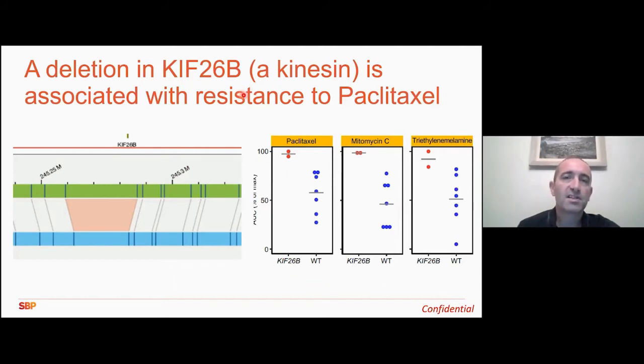I'm not really going to discuss it today, but I'm just going to allude to it. We also study other diseases other than leukemia. And in 3 of our childhood brain cancers, we have also found a deletion in KIF26B or its homologue KIF26A.